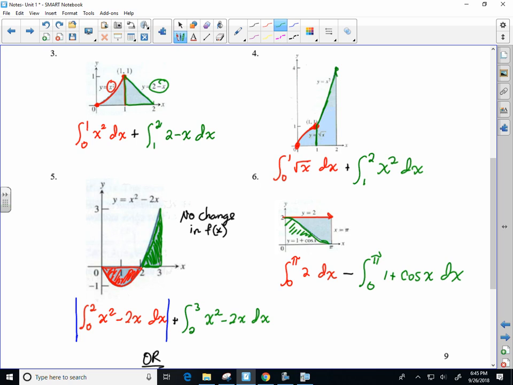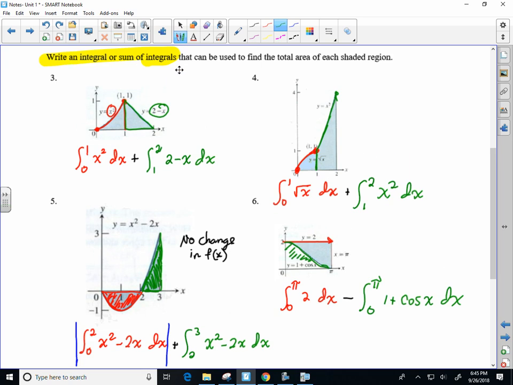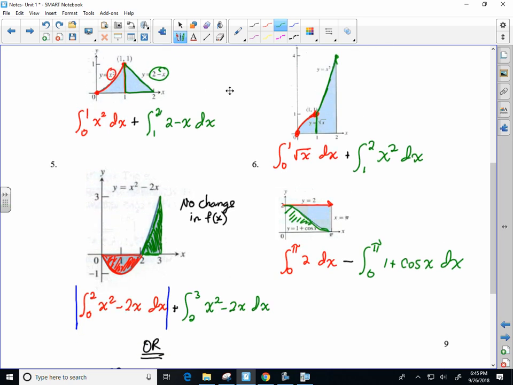And that's only to fulfill the requirement of writing an integral or sum of integrals that can be used to find the total area. The reality is, if I were just finding the area, and I was not convinced that those two regions were equivalent, I would do the integral from 0 to pi, and then I would subtract it from 2 pi, because that's the area of the rectangle, base times height. Right? So you can go that route if you don't have the requirement of using any particular approach.